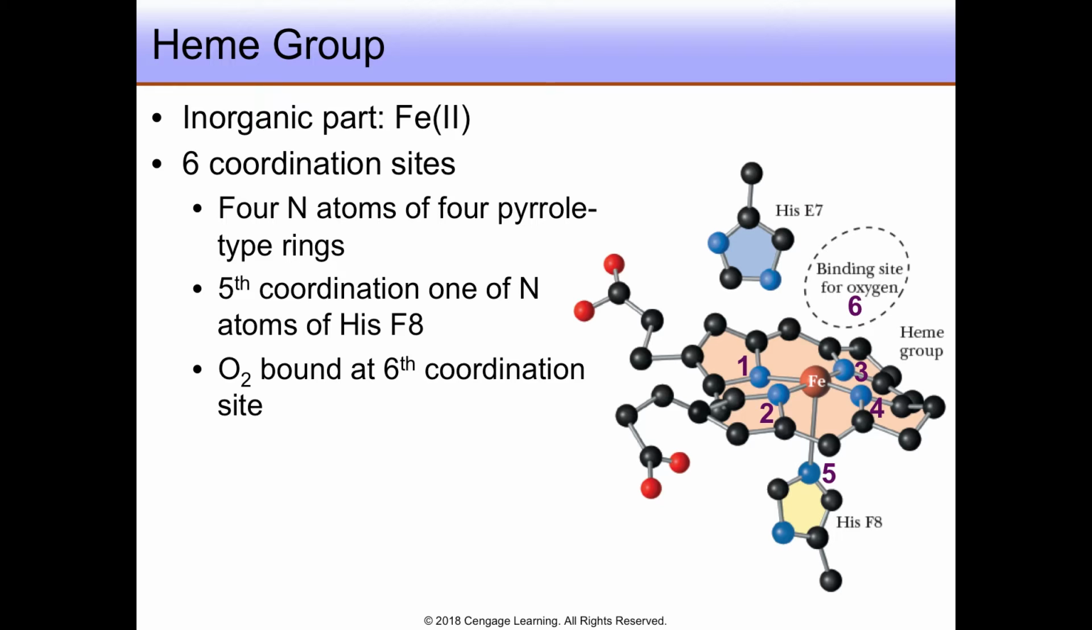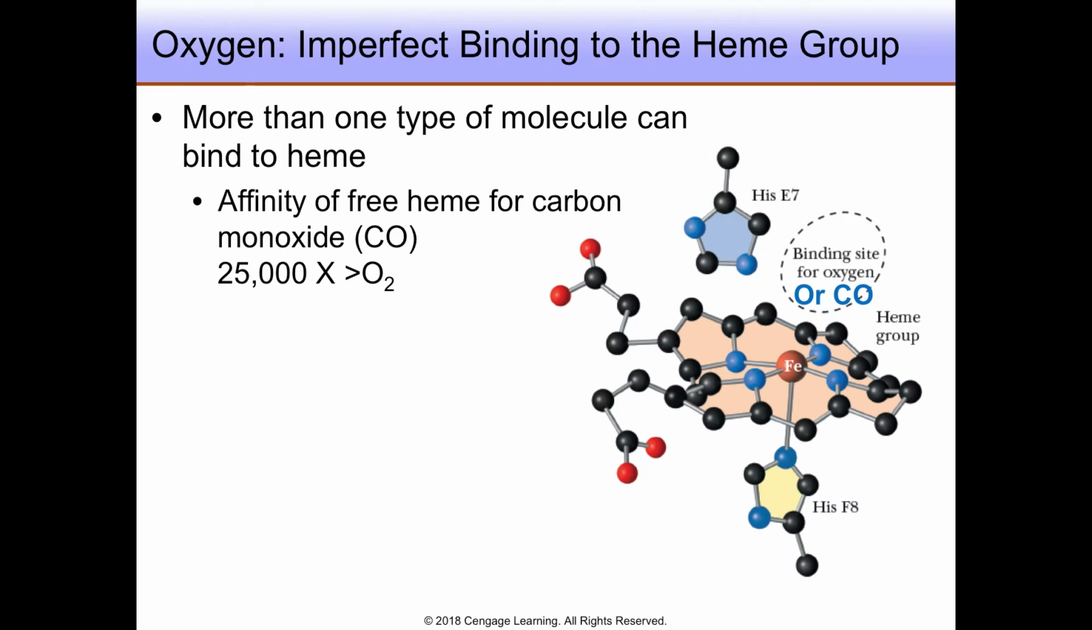Note that this 6th coordination exists between histidine E7 and the bound oxygen. It does not directly connect to the heme iron and exists only when myoglobin is bound to oxygen. We find that more than one type of oxygen-containing molecule can bind to the heme iron. The affinity with which the heme group binds carbon monoxide is 25,000 times that of oxygen.